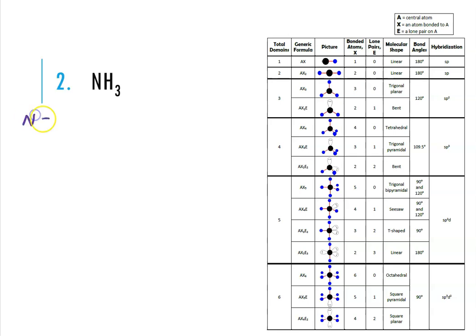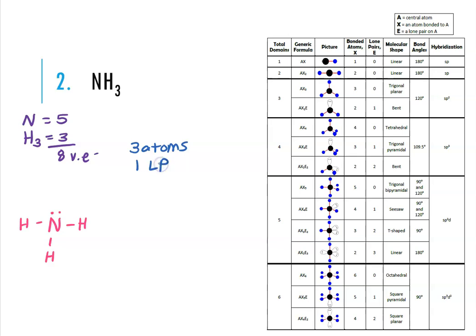NH3. N is in group 15, so it's got 5. H is in group 1, so 1 times 3 is 3, so I have a total of 8 valence electrons. All right, N is the central atom, so I'm going to put each of the hydrogens around the N. Hydrogen is the exception to our octet rule. Hydrogen only needs 2 electrons to complete its octet, which it has because each bond is 2 electrons. So I have 2, 4, 6 electrons used, so the last 2, again, are going to have to go on the central atom. So that means that I have 3 atoms on the central atom and 1 lone pair.